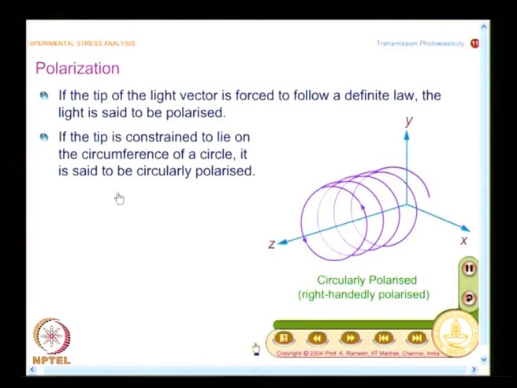So, suppose the tip is constrained to lie on the circumference of a circle, then I call this circularly polarized. The input light characteristic is defined. I have a definition: the magnitude, in what way it varies, the direction, how it varies. In the case of circularly polarized light, the light vector magnitude does not vary, but the orientation varies.